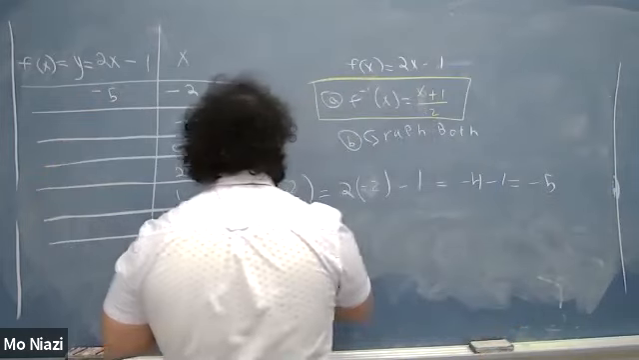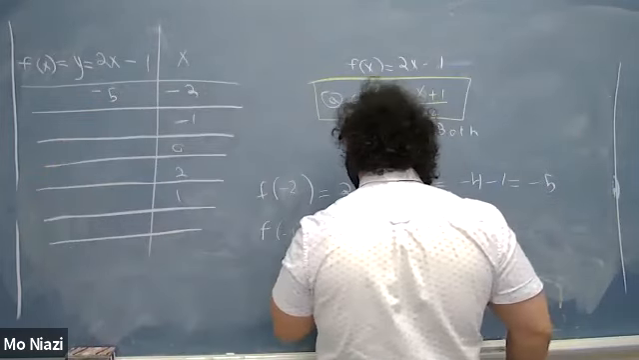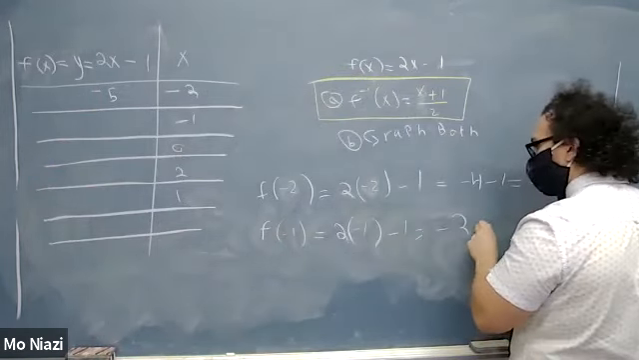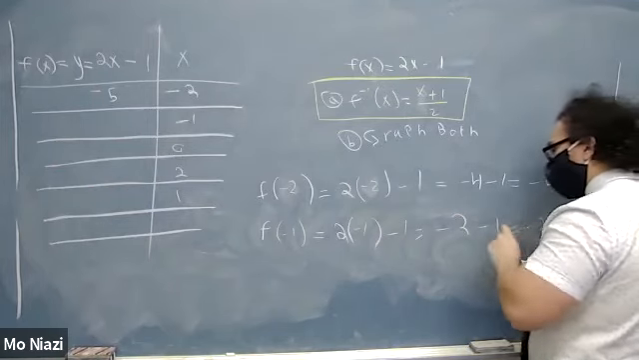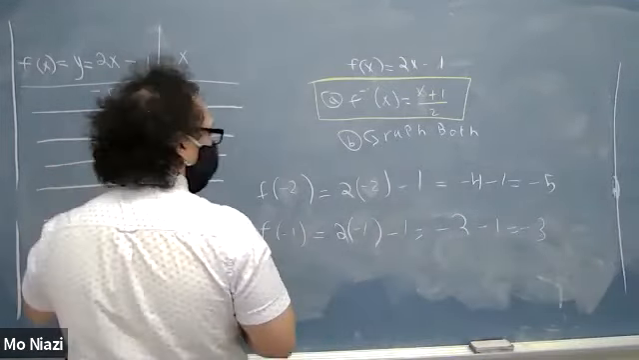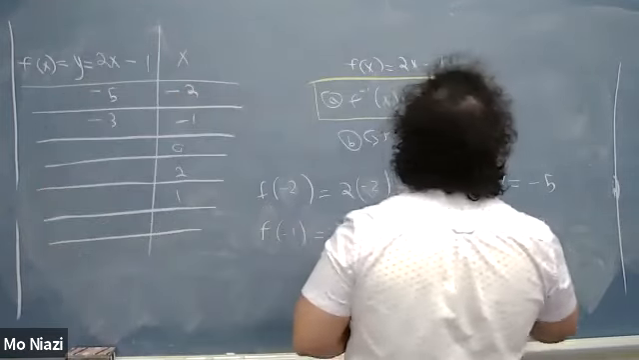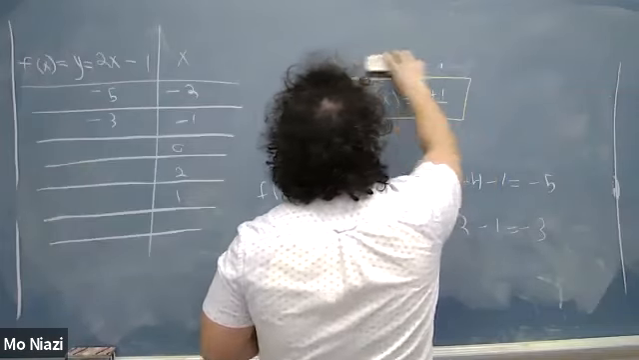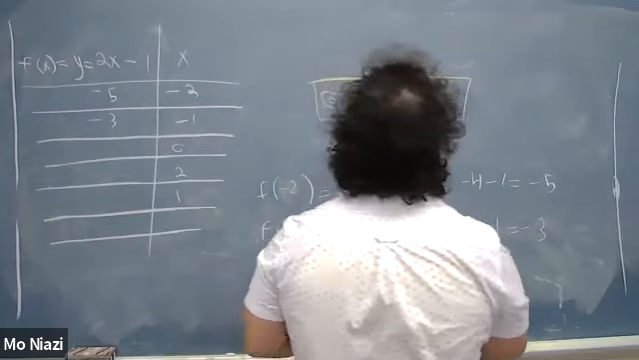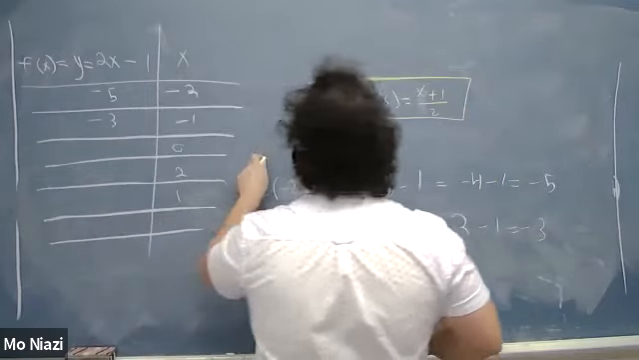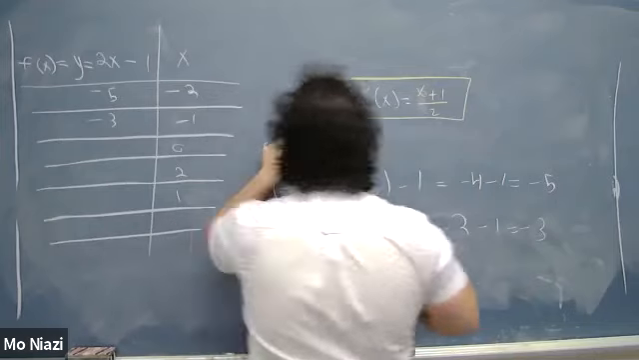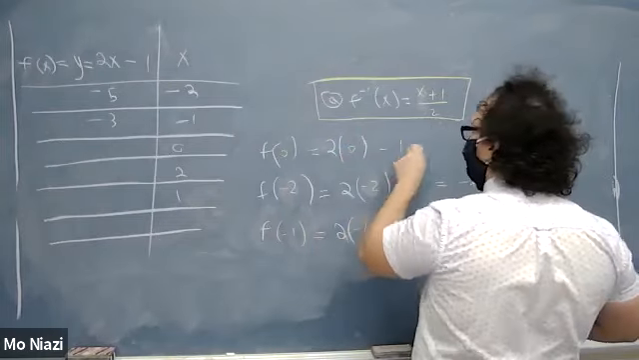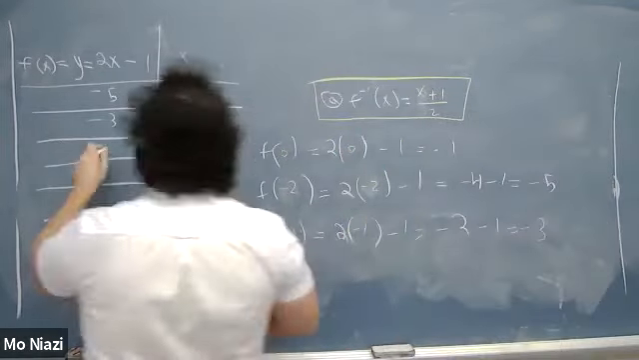What is f of -1? Well, that's just 2 times -1 minus 1, but that's just -2 minus 1, which is a -3. We already know we've got to graph both. We already know what f of x is. The only thing that we need to keep up with there is what f inverse of x is. Then what is f of 0? Well, that's just 2 times 0 minus 1. That's just minus 1. We put it in our table.